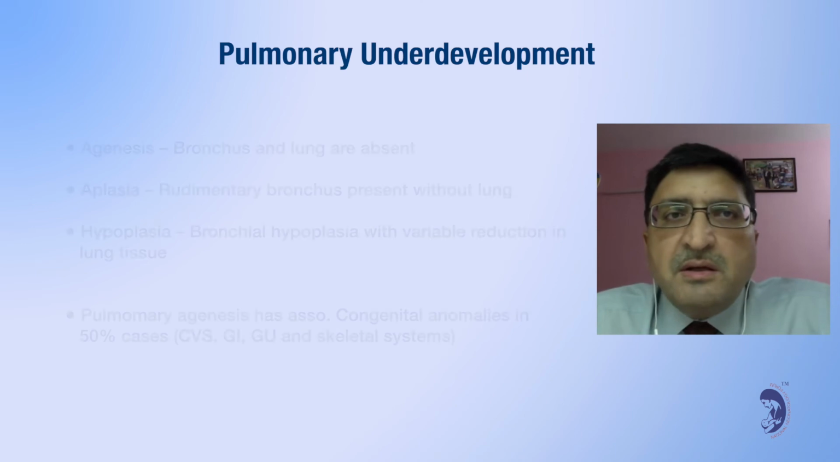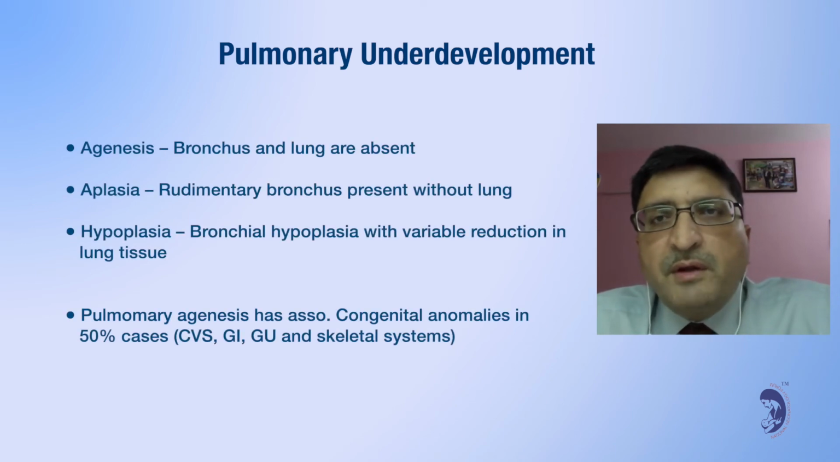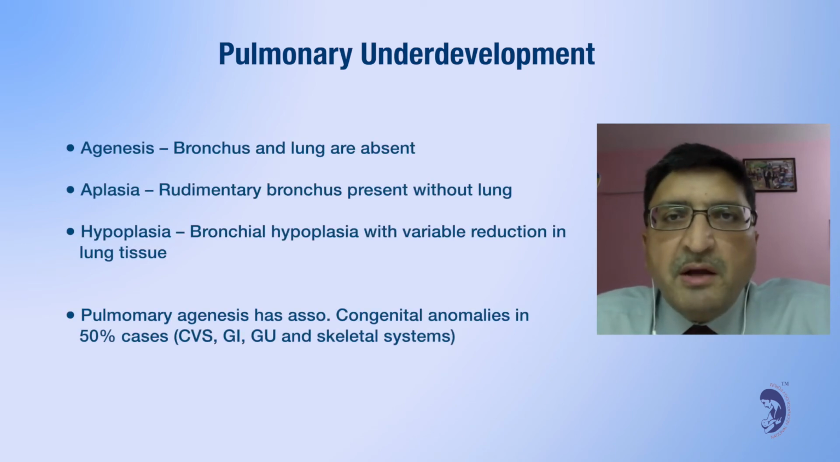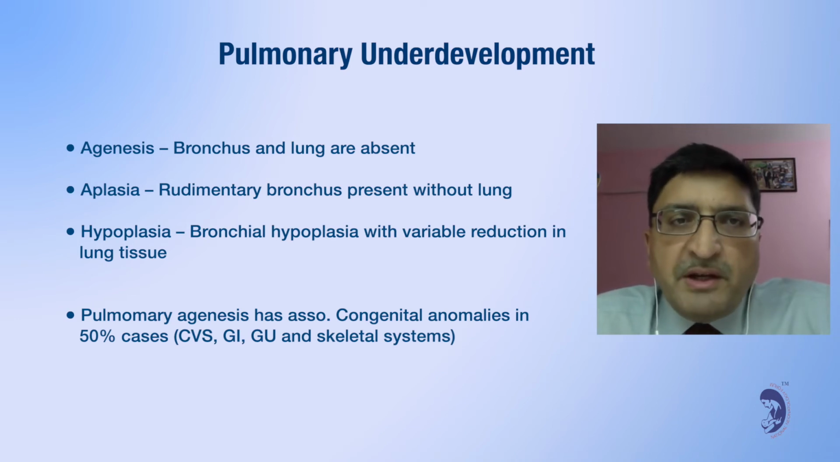Now we come to the last problem of the first group, which is pulmonary underdevelopment. Now, pulmonary underdevelopment may be of 3 types. One is agenesis of the lung, aplasia of the lung, or hypoplasia of the lung.